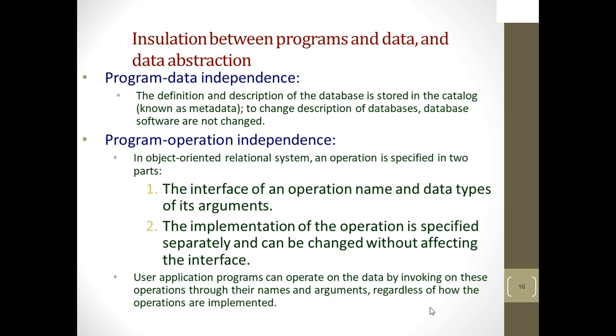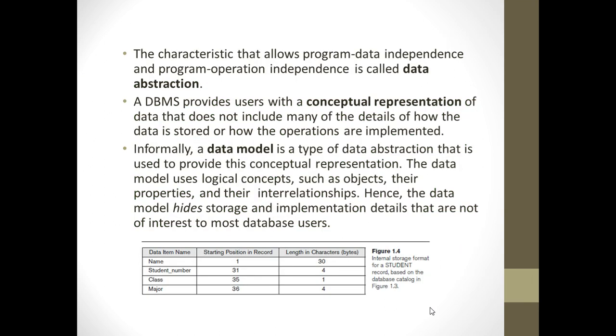Now because of these two features, the characteristic data abstraction comes into the scene. Now what is data abstraction? Data abstraction means showing the relevant details and hiding the irrelevant details. In program operation independence, I only bother about what the name of the operation is, and if there are any arguments, I need not worry about how the operation is carried out. How the operation is carried out is an irrelevant detail to the application programmer.